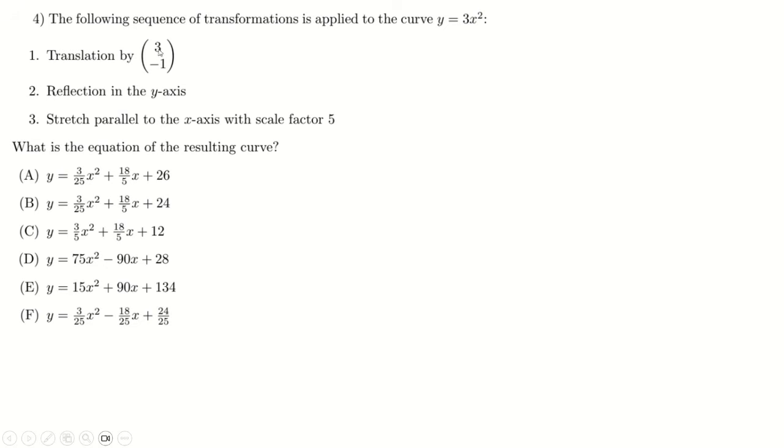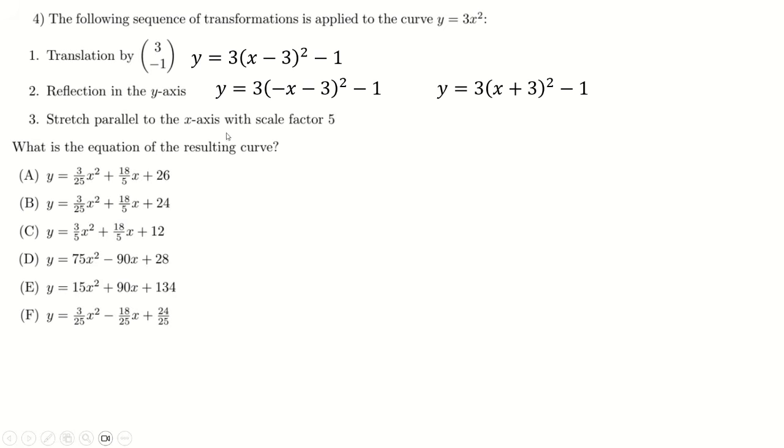Anyway, this translation is 3 across, 1 down. So that's going to be x is replaced with x minus 3 because we're going right. So it's minus 3. And then we're going to minus 1 at the very end. Reflection in the y-axis is when you just replace x with minus x. So that makes this. Now, of course, when you square this, because it's all negative, it's the same as squaring that.